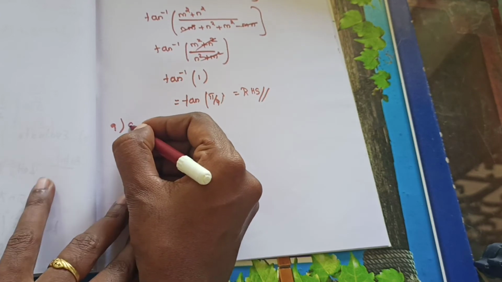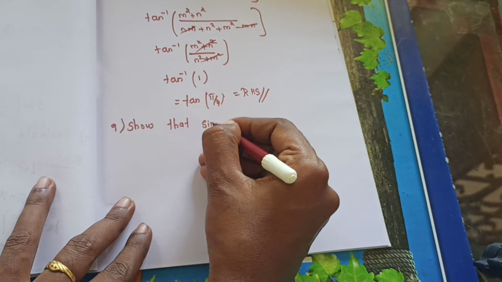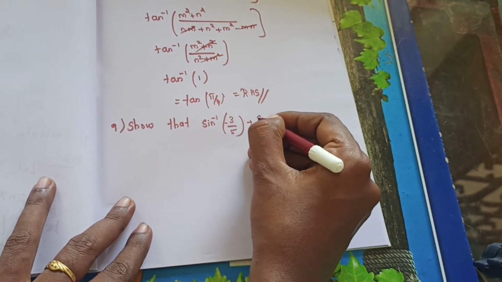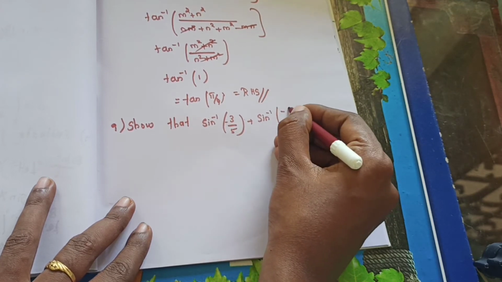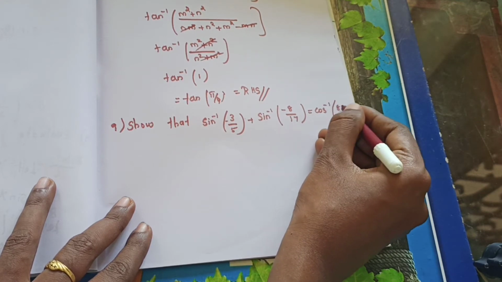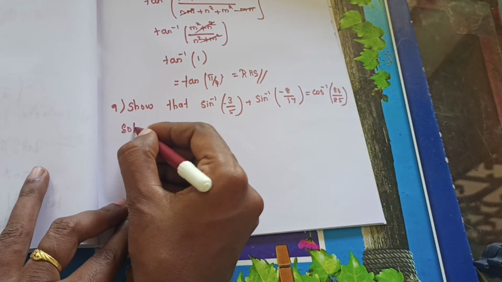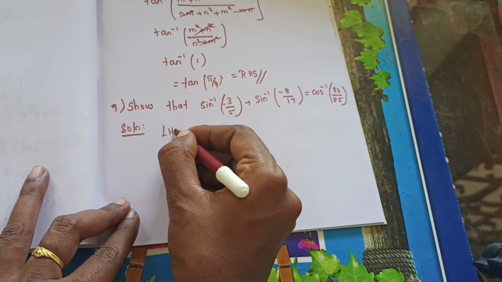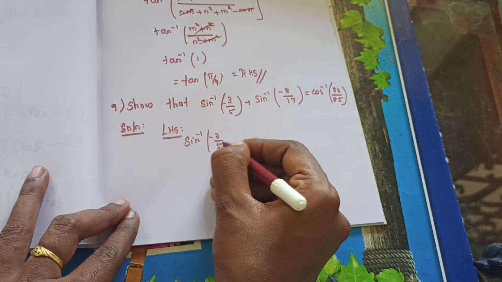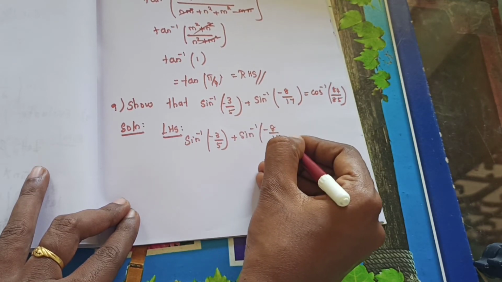Problem number 9. Show that sine inverse of minus 3 by 5 plus sine inverse of minus 8 by 17 equal to cos inverse of 84 by 85. Solution. LHS. What's LHS? Sine inverse of minus 3 by 5 plus sine inverse of minus 8 by 17.